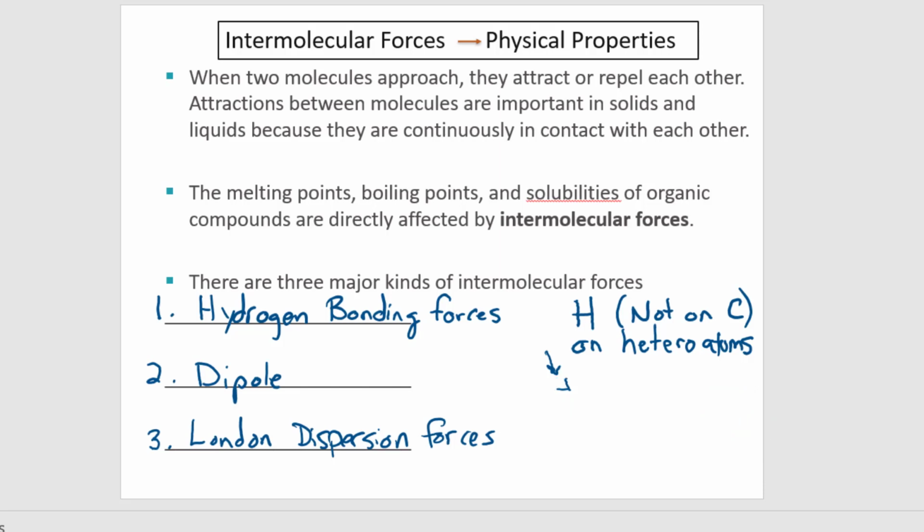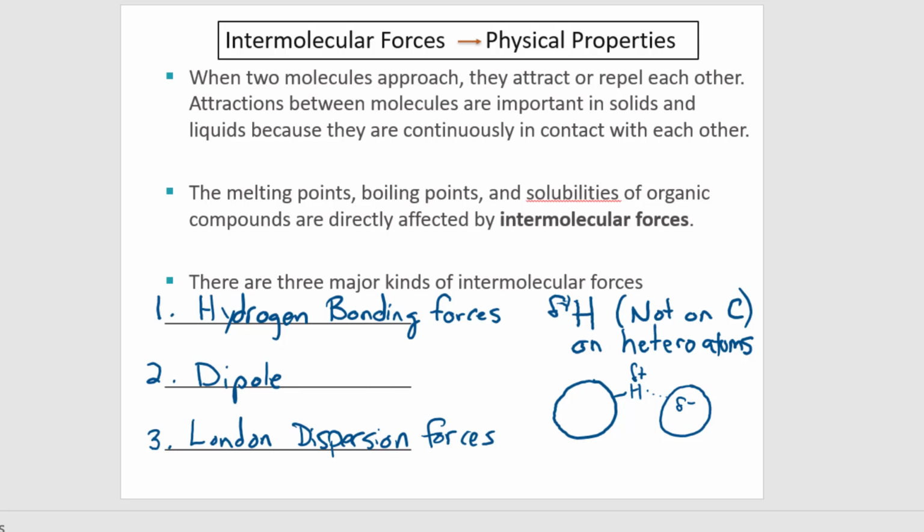That makes the hydrogen very electropositive. You basically just want a hydrogen on some other atom that's very electronegative, which isn't going to be carbon, making that hydrogen very electropositive. When you have that instance, the molecule containing that very electropositive hydrogen will be attracted to another molecule that has some electronegative nature to it. So there's going to be an attraction, a force between those two that attracts them close to one another.